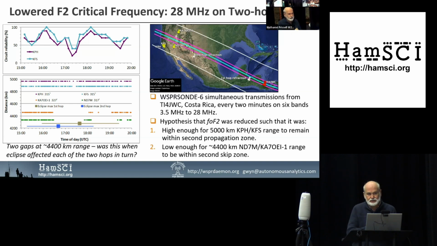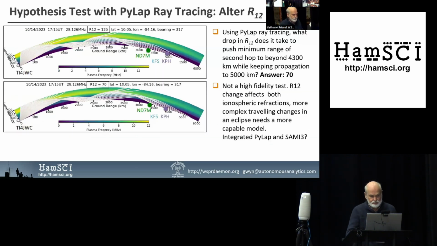Now, what I think is happening is that the eclipse first affects the second hop from Costa Rica, the hop closest to California, Nevada, and Utah. It's affecting that. And then it recovers after it's transited that, and then it starts to affect the first hop from Costa Rica. So the hypothesis was that the critical frequency was reduced such that we pushed the Utah and Nevada receivers into the second skip zone.